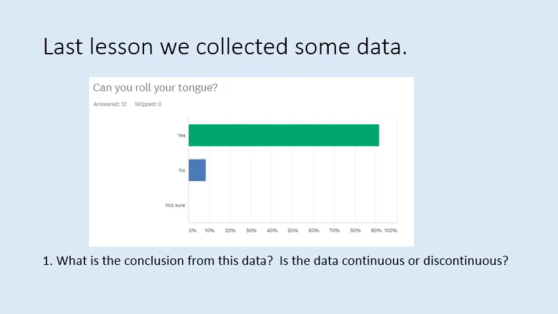So let's look at our data from last lesson. One of the things I asked you to do was to tell me whether you could roll your tongue or not. So have a think, is that data continuous or discontinuous, and what's the conclusion from the data? Pause the video and have a write down of what you think's the answer. Okay, hopefully you've done that. The conclusion would be that most people can roll their tongue. In fact, 90% can, or even over 90% can. And the data is discontinuous.